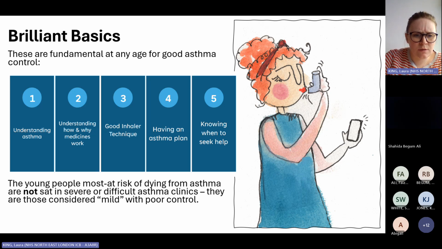And then the little point at the bottom, I'm going to try and get my pointer out here. As I've said, we know which children are at risk of dying. We know they're almost the unworried, unknown, unwell. They are not the children sat in severe or difficult asthma clinics. They are the children, young people, niggling in the community that either don't know they have asthma or aren't coded, so therefore not recalled, don't understand asthma, don't adhere to their treatment quite often, or just don't have a good grasp or a good perception of what asthma is.